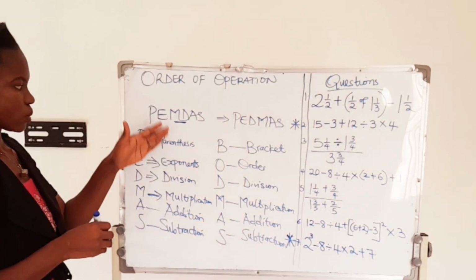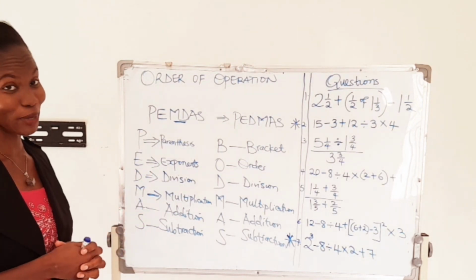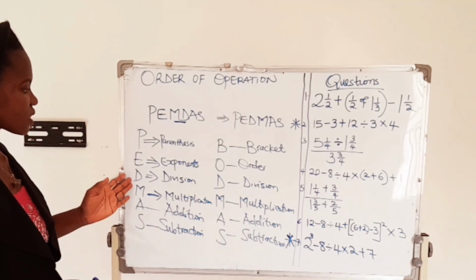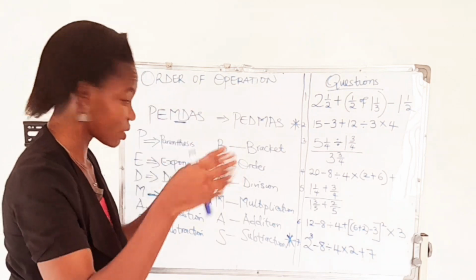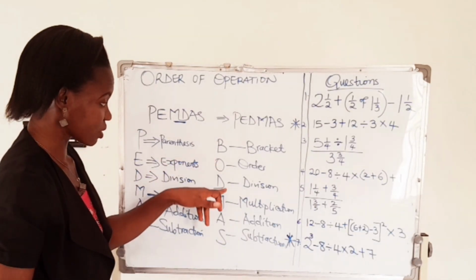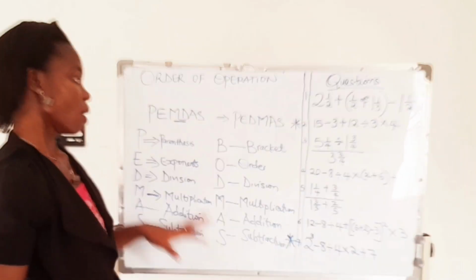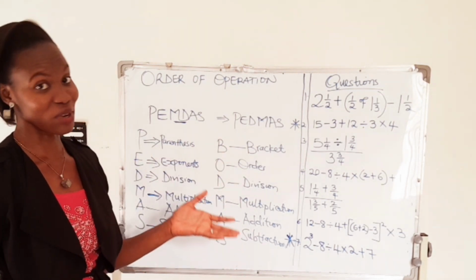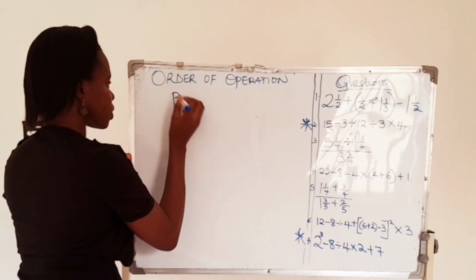Okay, so this is the order that we follow when solving a mathematical expression. For the US: parentheses, exponents, division, multiplication, addition, and subtraction. For the UK, India, and even Nigeria, BODMAS: bracket, order, division, multiplication, addition, and subtraction. But for this particular video, I'll be making use of BODMAS, the one that we are familiar with. So I'll be making use of BODMAS.